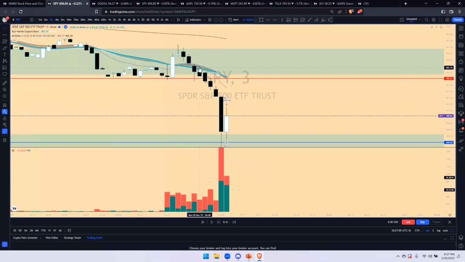Okay. So I got in short. I wanted to get in short here. This would have been the ultimate entry because this is the morning and I see a lot of volume coming in.